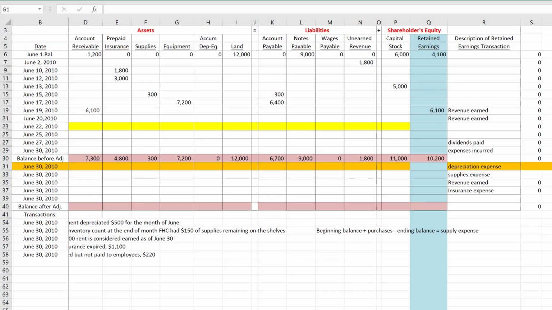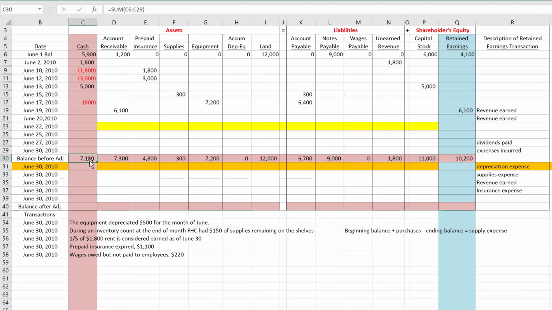In our first video, we went through specific transactions for family health care related to the activity that was taking place during the month of June. What we ended up with were specific balances, and these balances are before the adjusting entries. So as an example, based upon the journal entries in June, before our adjustments, we have cash of $7,100. As an example, land is $12,000, accounts payable is $6,700, retained earnings is $10,200.